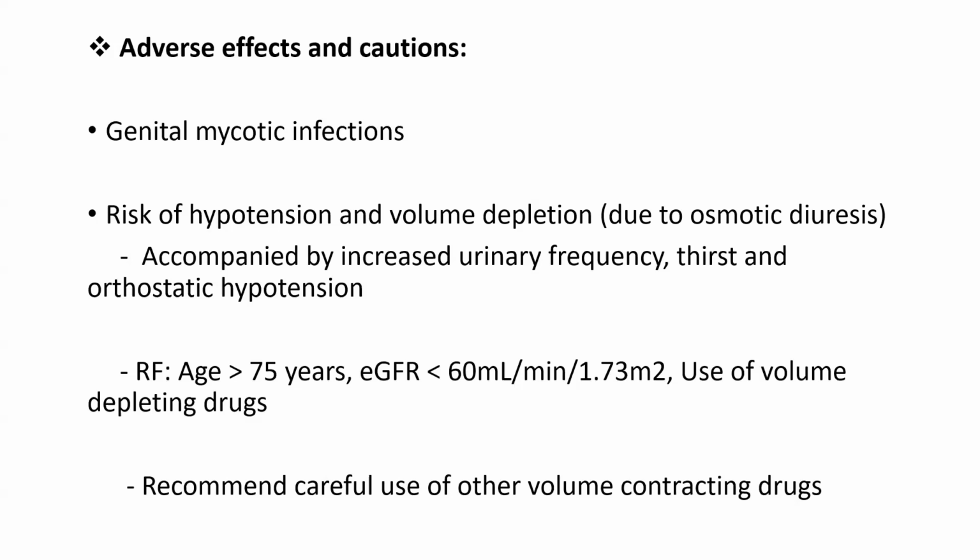So therefore, we generally say there is a bit of a risk for patients who are more than 75 years of age, and for those having an eGFR of less than 60, and for those who are on volume depleting drugs. So when you start a patient on an SGLT2 inhibitor, especially in the elderly, you have to really review their antihypertensives if they are on antihypertensives, or else on diuretics. And you have to recommend careful use of other volume contracting drugs.